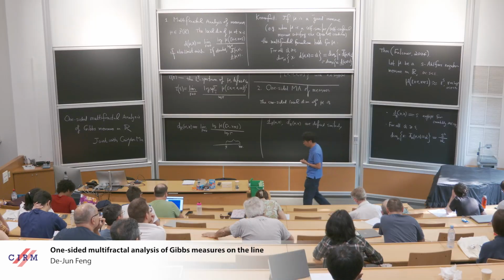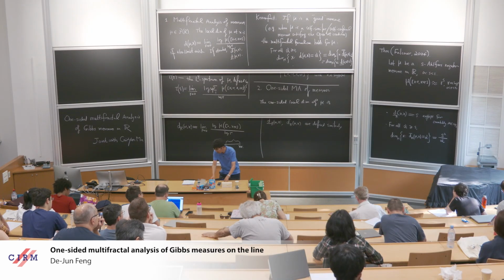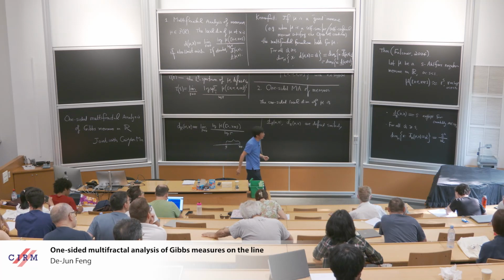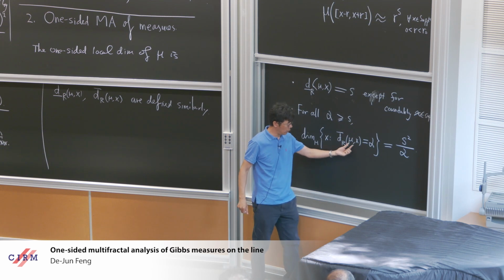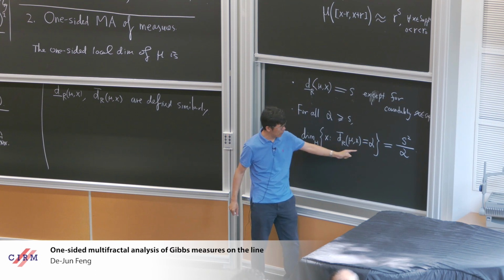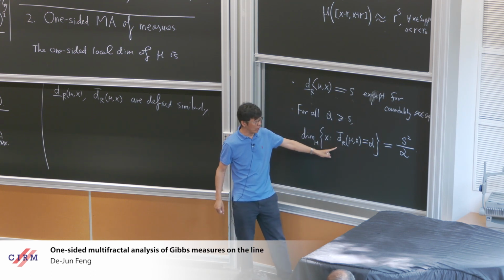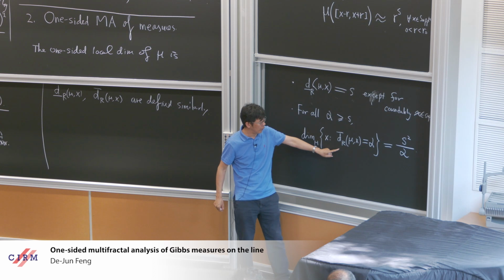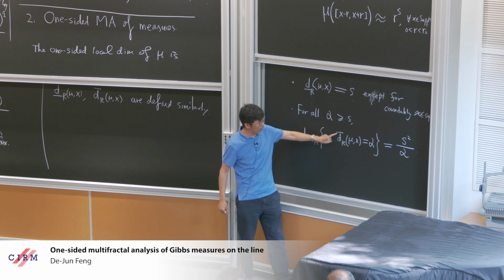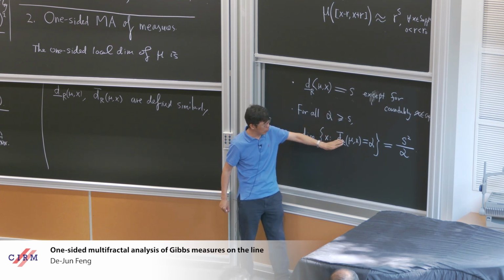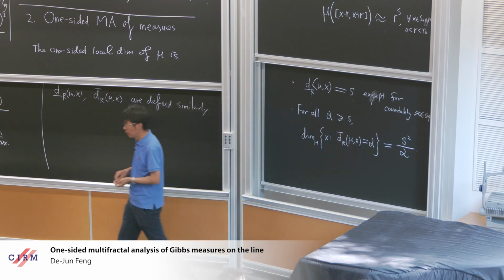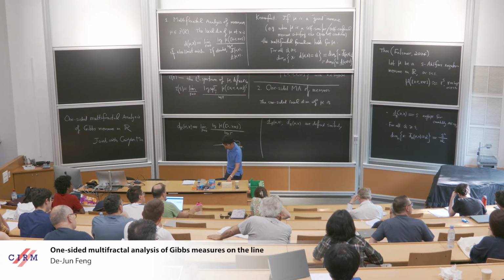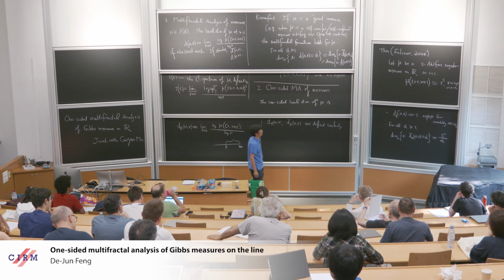So this result says, indeed, for the one-sided upper local dimensions, this has quite different behavior than the two-sided local dimension, because in that case, it is still equal to s. So that's a result of Falconer.